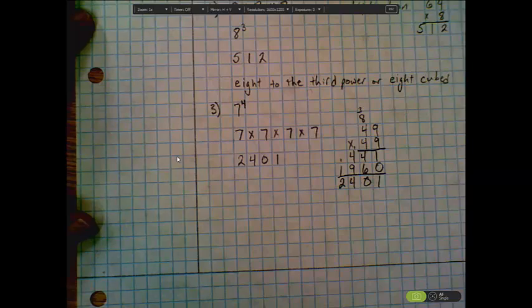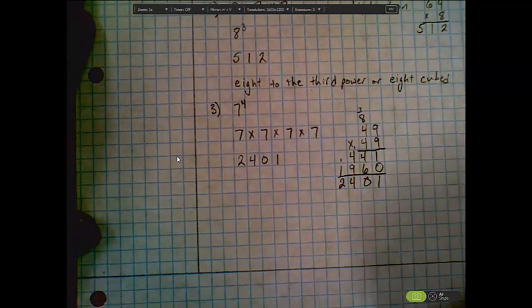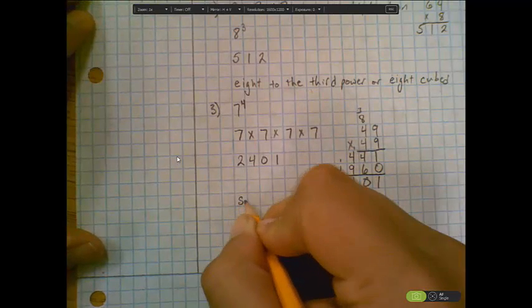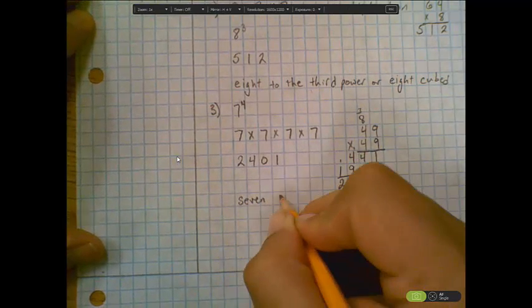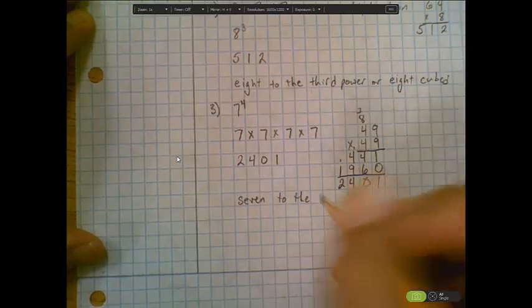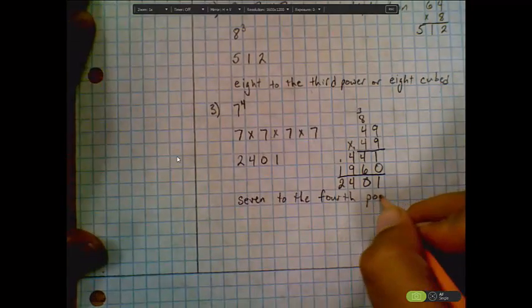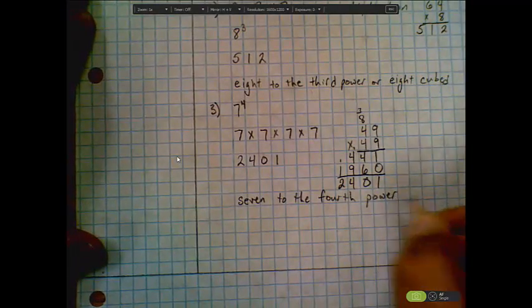And then the last way we're going to write it is in written form. And so it's going to be 7 to the 4th power.